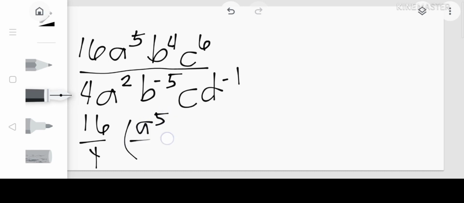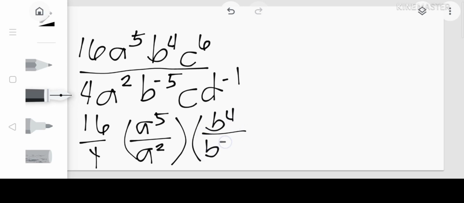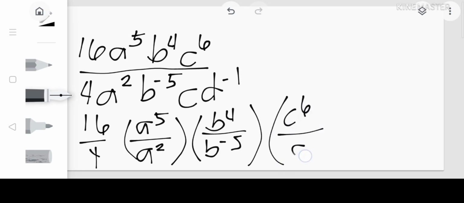So, a raised to 5 over a squared. And then, times b raised to 4 times b raised to negative 5. And then, c raised to 6 over c. And then, since negative yung ating exponent sa d, ang reciprocal niya is d raised to 1 over 1. Since yung variable na d is nasa denominator, ang reciprocal niya is magiging nasa numerator. Okay, and then perform the operation.